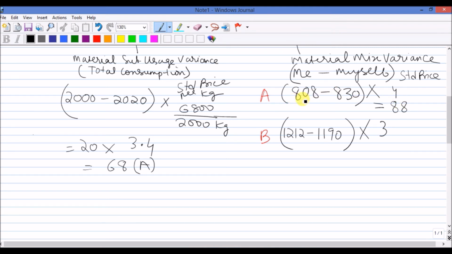So instead of consuming 808, I have consumed more, so this is adverse. 1212 minus 1190 into 3, that is 66. Instead of consuming 1200, I have consumed 1100, so good, favorable. So 88 adverse minus 66 favorable is going to give me 22 adverse.